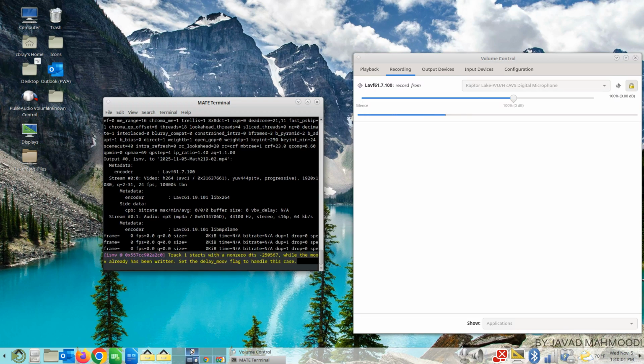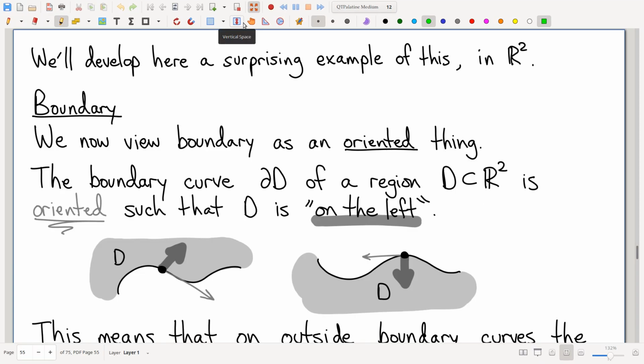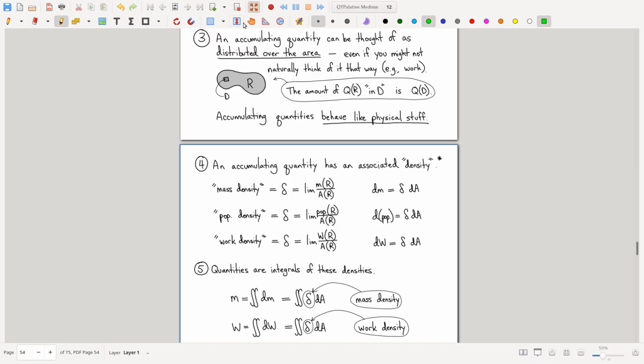Okay, off we go. Let's see here. I've got to hit this full screen button. Okay, excuse me. So here's where we were last time. Let me go back to this screen.